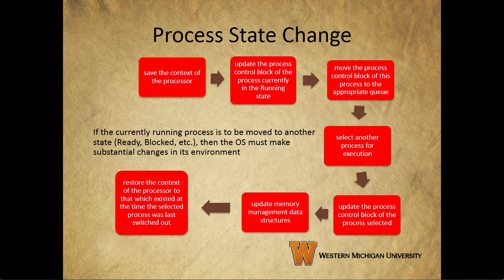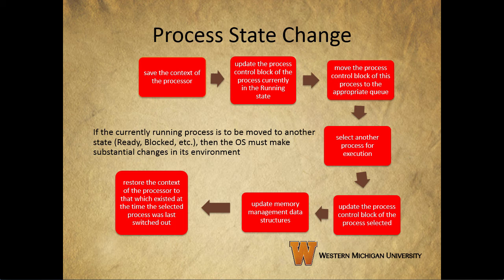Now, switching a process from user mode to kernel mode doesn't really require that much overhead. Switching a process into another state, from ready to running, from running to blocked, etc., involves a lot more overhead. This graphic shows what the operating system has to do to make that happen. We save the context of the processor, update the process control block, move the process control block to the appropriate queue, select another process for execution, update the process control block of the process that we've selected for execution, update memory management data structures, and restore the context of the processor to that which existed at the time the selected process was last switched out.